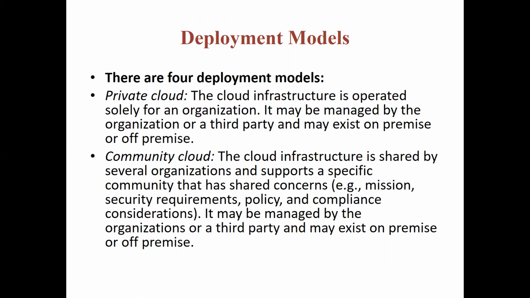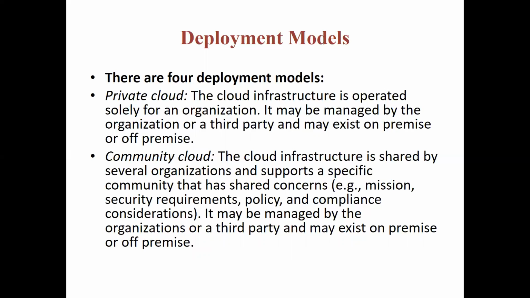How do we deploy the cloud? There are four deployment models we talk about. First, the private cloud. The cloud infrastructure is operated solely for one organization. It may be managed by the organization or a third party and may exist on premise or off premise. I'm sure in the previous module you probably saw the diagram already, such as a bank. They have their own private cloud that makes their system more secure.